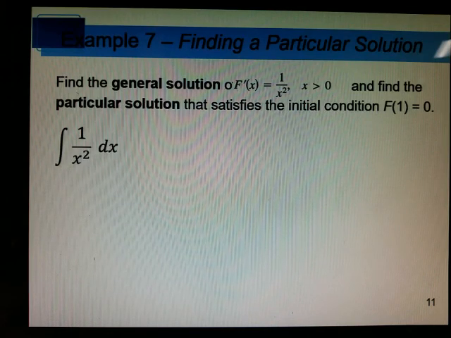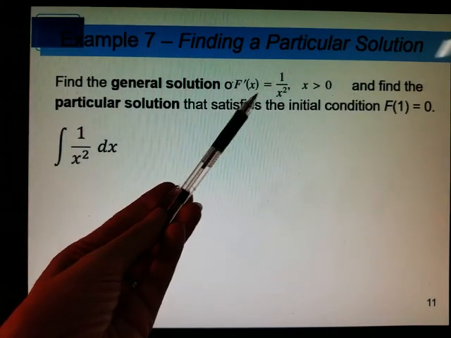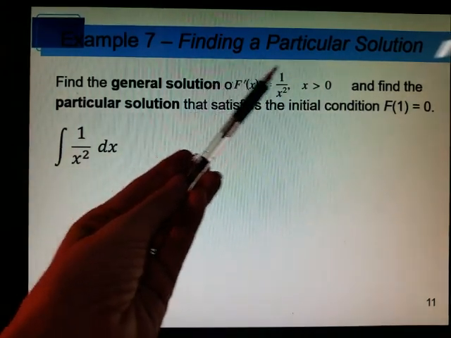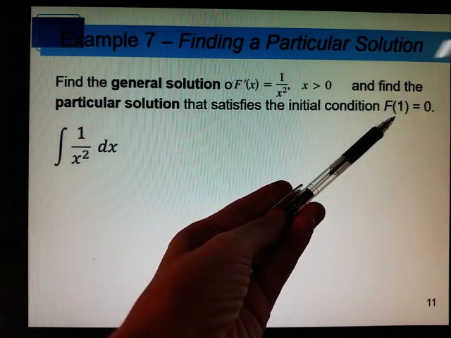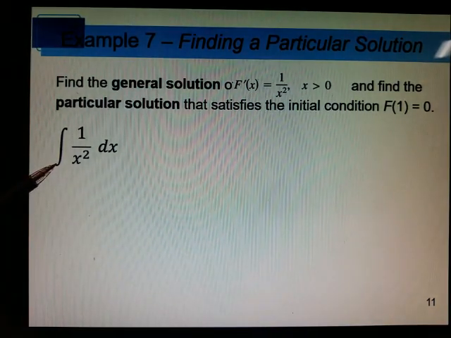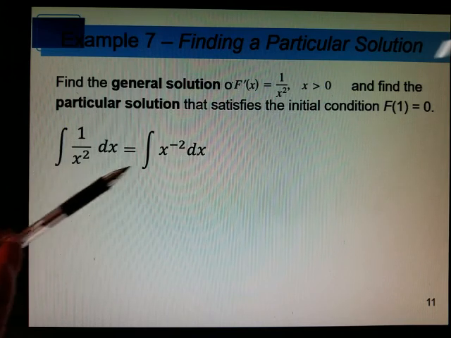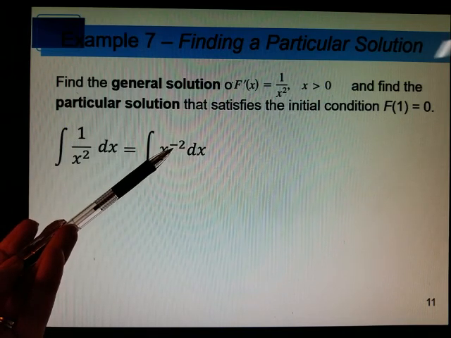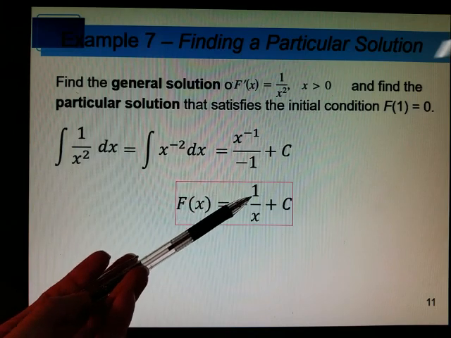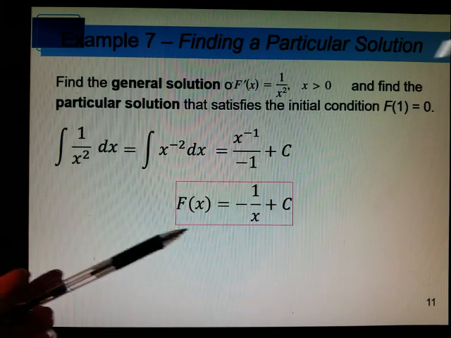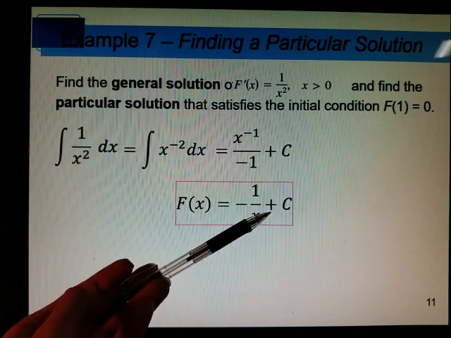Again, it was another one, find the general solution. So if I'm given the derivative as 1 over x squared, then that means I need to integrate this to go back to the function, and I'm told the f of 1 equals 0. So I want to rewrite this first as x to the negative 2. Add 1 to that, that would be negative 1. Divide by the negative 1. So that gets rewritten as negative 1 over x. So this is the general solution. Find the general solution means a plus c.